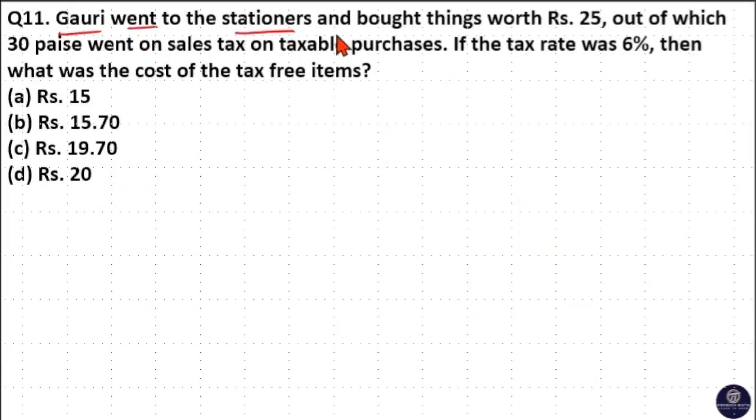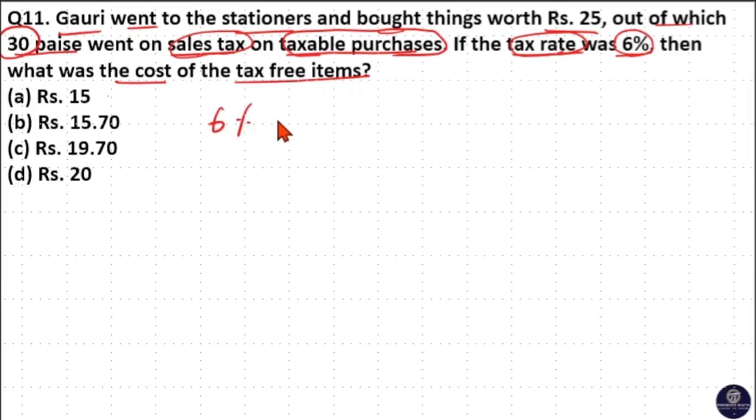Gauri went to the stationers and bought things worth rupees 25, out of which 30 paise went on sales tax on taxable purchases. If the tax rate was 6%, then what was the cost of tax-free items? Here, 30 paise is for sales tax and the tax rate is 6%. Then 30 paise is equal to 6%. Means the cost of the taxable item is 100% of this. If 6% is 30 paise, 100% is the cost of taxable purchases.